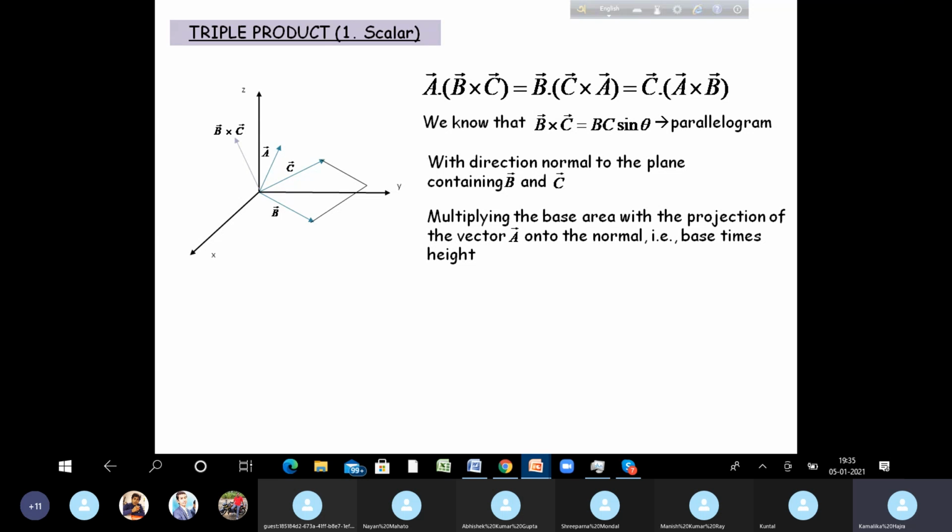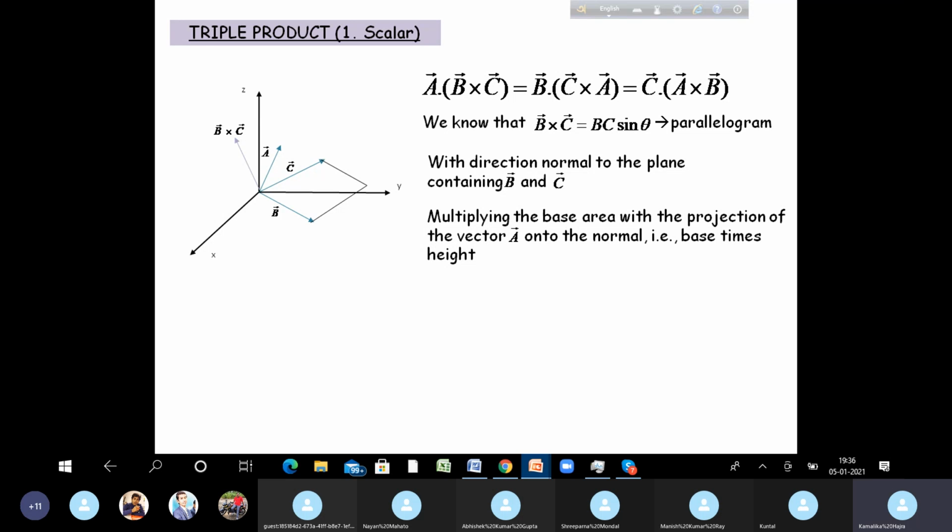So base area times the height, because B cross C is normal to this area. So when you are taking the projection of A onto this normal, you are basically getting the height. So height multiplied by area of the base. What does it give you? Can someone answer? What will the result be? Base into height? Area of base into height?